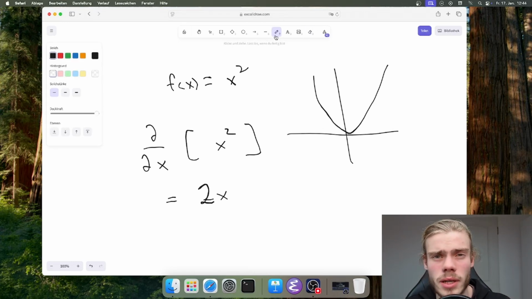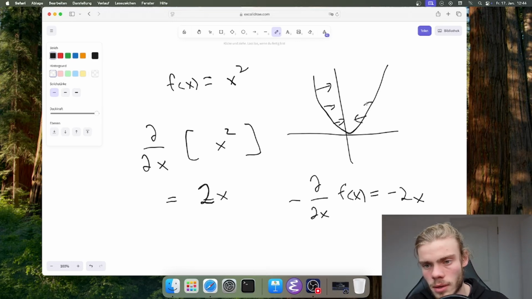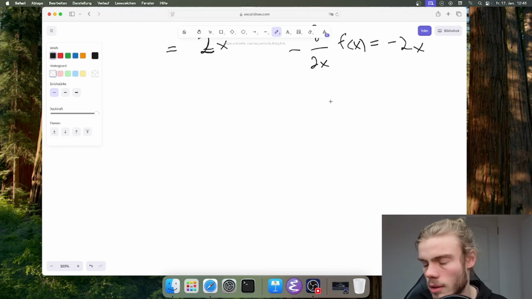We can now use that information and turn the sign around. We can calculate negative d dx of f of x. So that is equal to negative 2x, and suddenly all the arrows point into the direction of the steepest descent, where the minimum of the function is. And in this case, we can actually calculate the minimum, but in reality, when we have complex functions, it's not that easy.